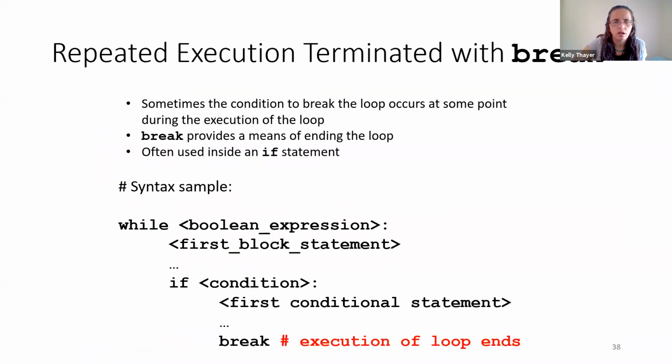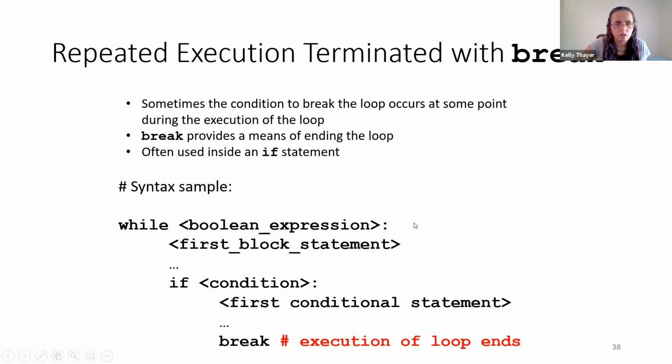Repeated execution can be terminated with break. We actually saw that sneak into some of the code I've shown you already, but this is formally how this is going to work. Sometimes the condition to break the loop occurs at some point during the execution of the loop. Break provides a means of ending the loop, and often it is inside an if statement, or it could also be inside a while statement, but if statement is the most common.